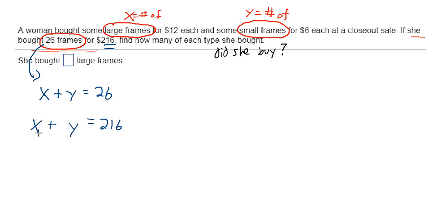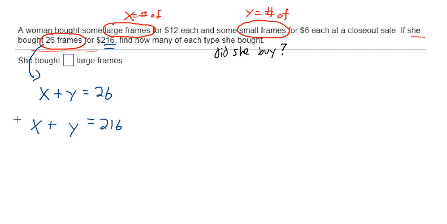And they'll say, well, the large frames and the small frames add up to $216, which is the correct thought, but the details are wrong here. Because x doesn't represent the cost of the large frames. X represents the number of large frames. So we're using it correctly up here. We are not using it correctly right here at the moment.